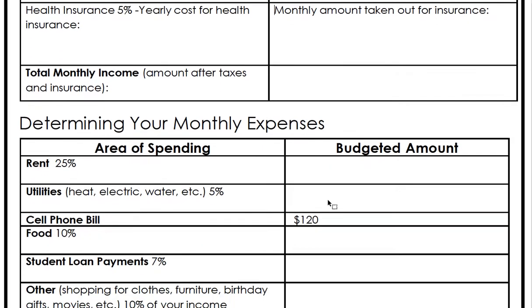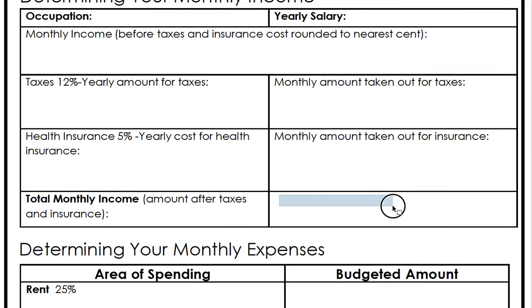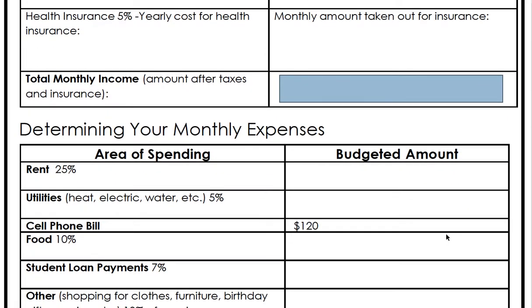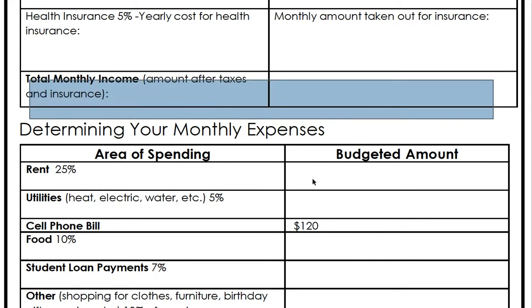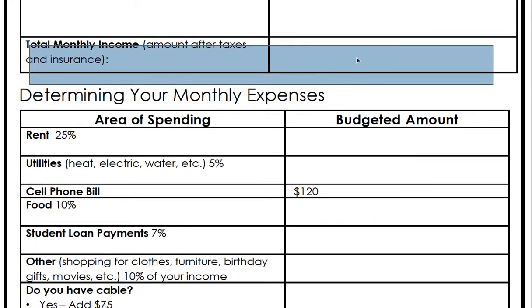Okay. So when you have this amount here, this is what you start with in order to subtract from the rest of determining your monthly expenses. So you're going to take 25% of whatever your total monthly income is to get your budgeted amount. 5% of your total monthly income.